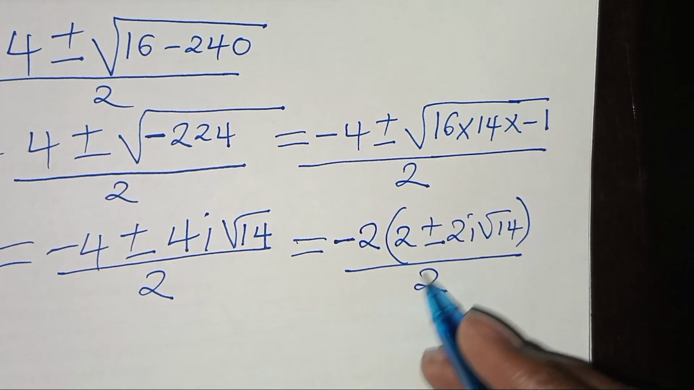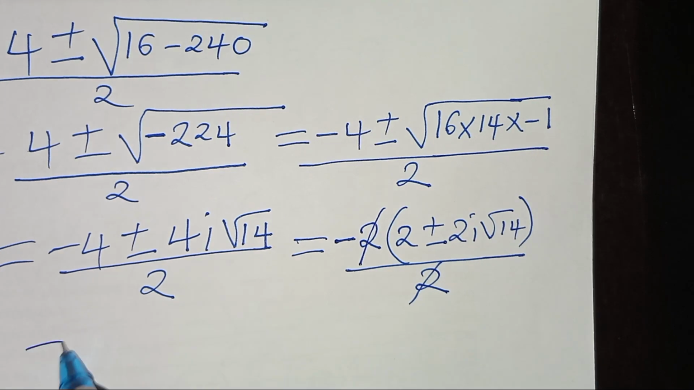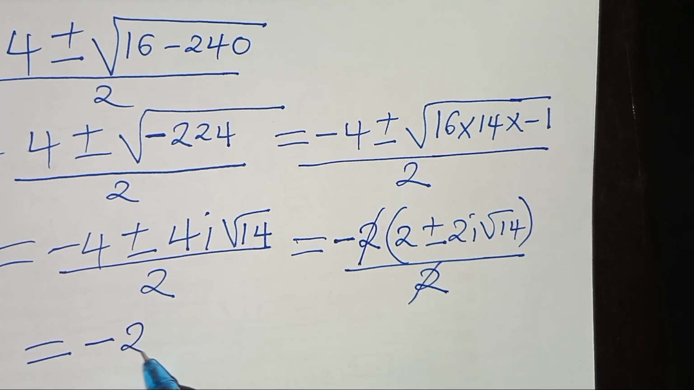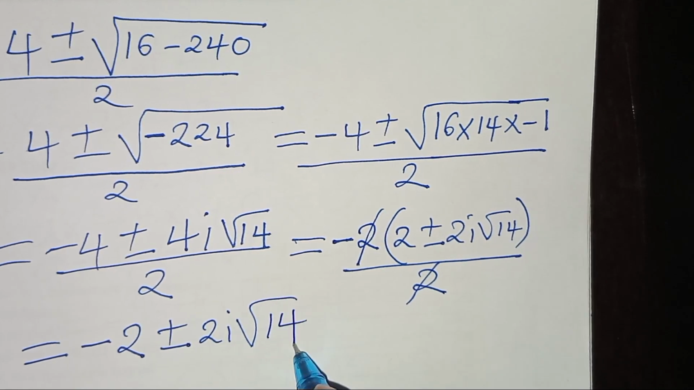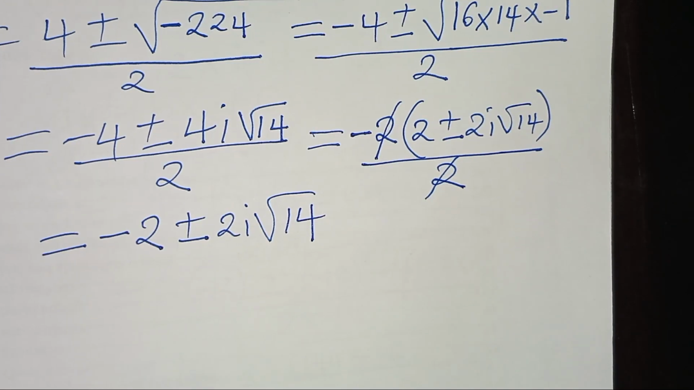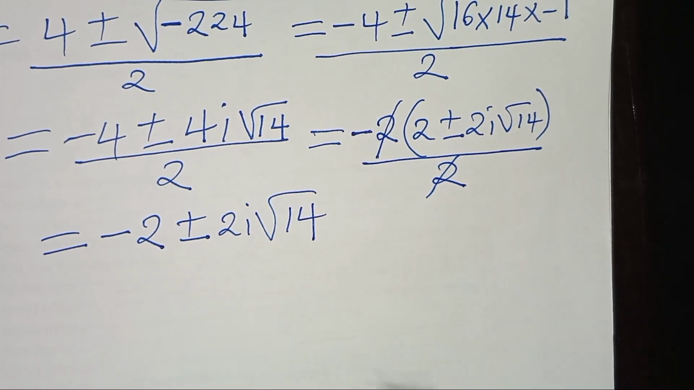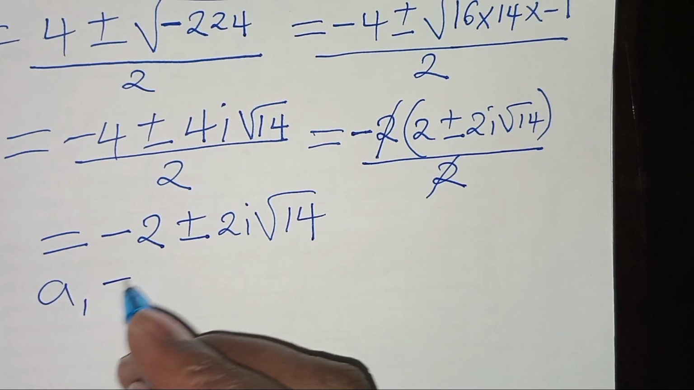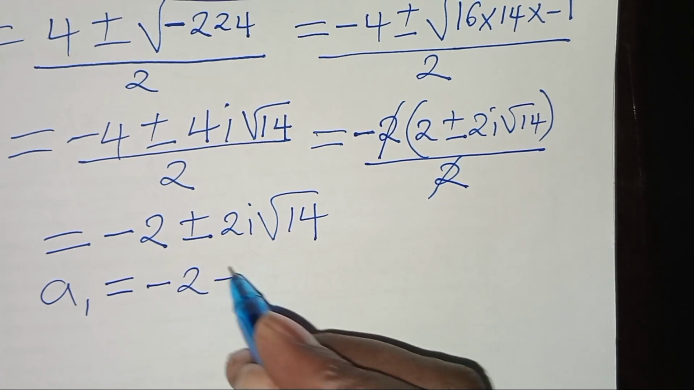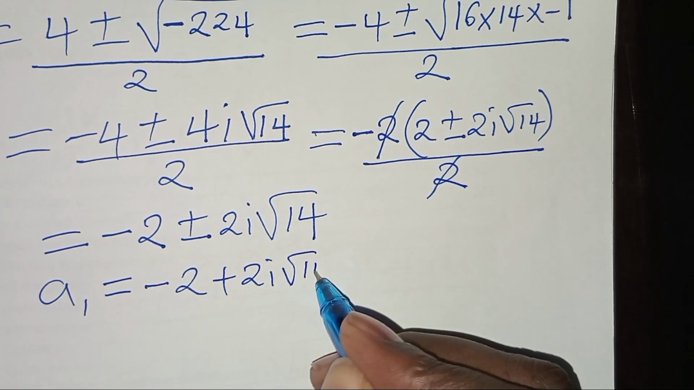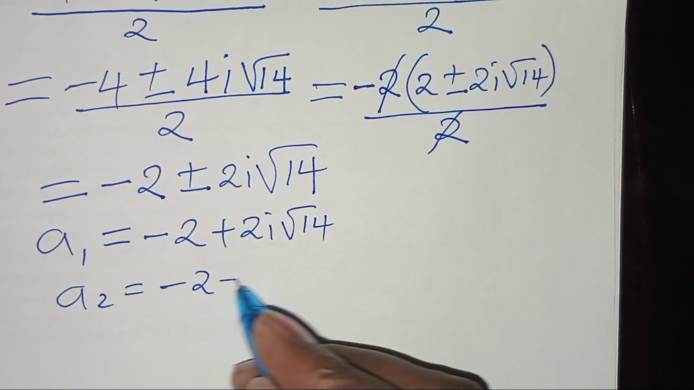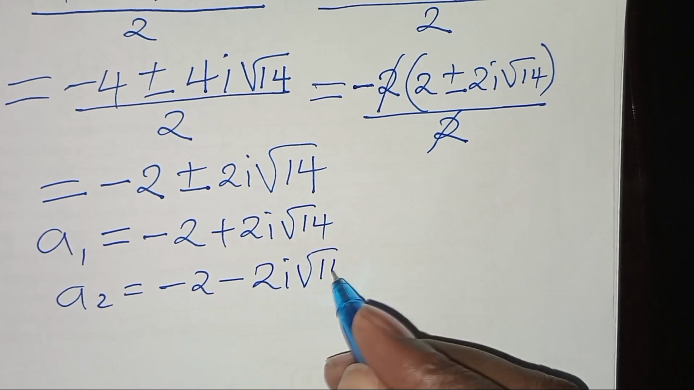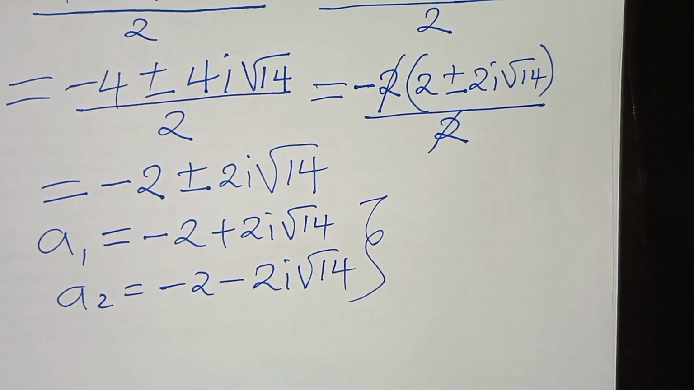Now let's simplify here, so that we'll have 2 plus or minus 2i square root of 14. That means that we have two values of A. We have A1 is equal to 2 plus 2i square root of 14, and we have A2 as 2 subtract 2i square root of 14. These are the two values, A1 and A2.